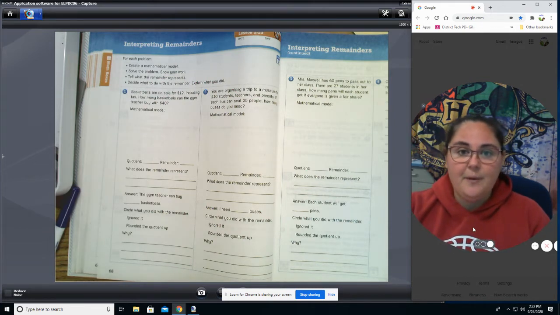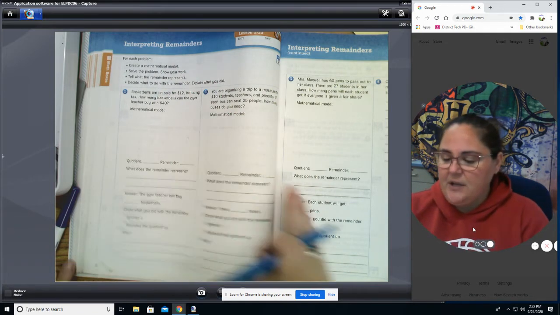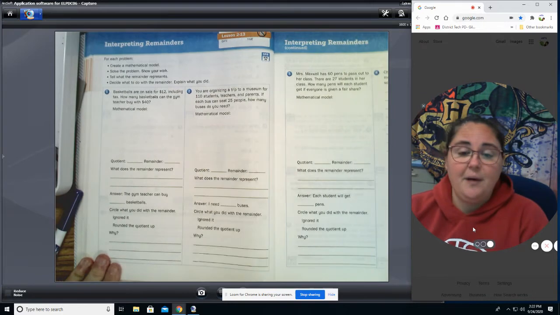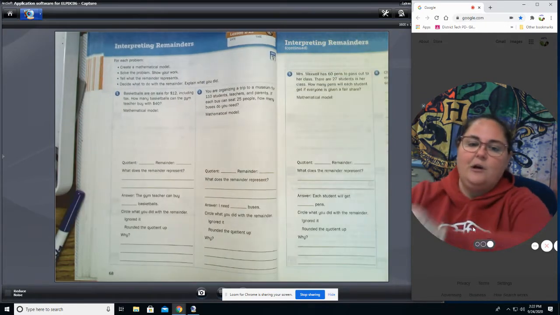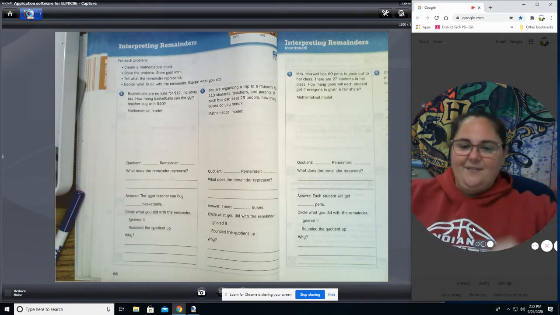Make sure you have a pen or pencil ready. Make sure you have your math workbook, page 68. If you need a math workbook or if you need to just write these down on paper, that is fine. However, everyone in my class should have their math workbook. Pull up my sleeves. Let's go.